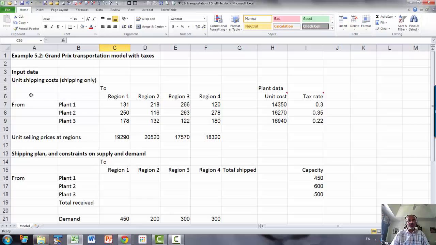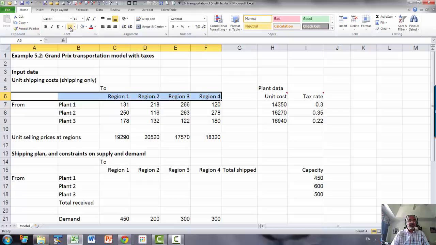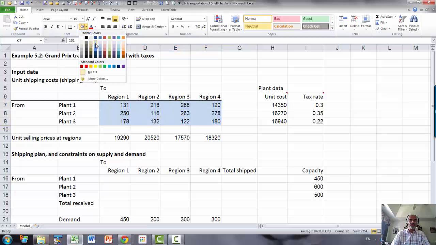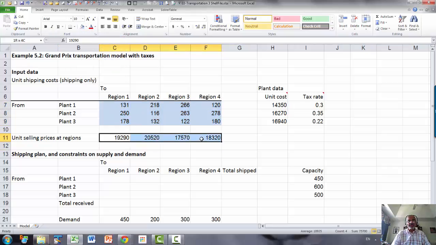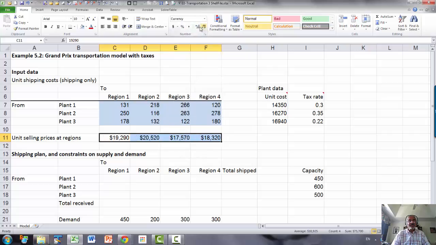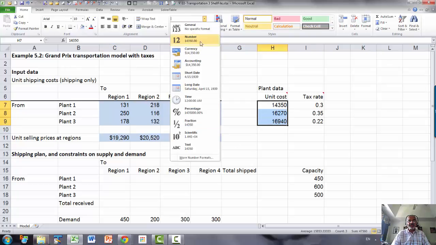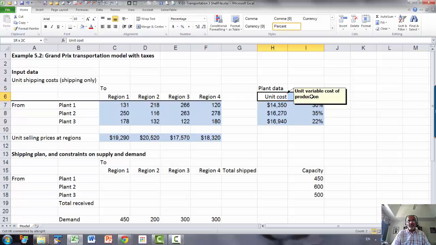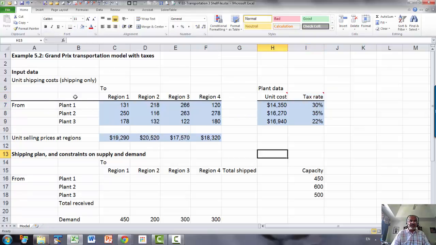Okay, so let's first color code the numbers we see here. These are the transportation costs. This is exactly the same as what we have seen before. Now, I'm going to change the format and take away the decimal places. These are the prices. These are the unit cost of production per unit. That's also given. And this is the tax rate percentage. Let's make it into a percentage. Now the tax rate is as given at the plant, which is the origin.